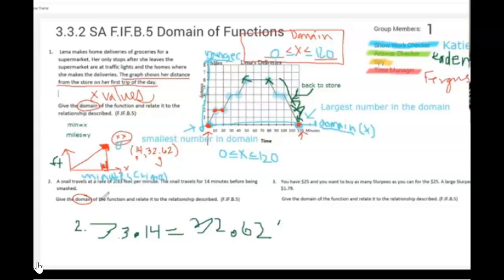Our domain would be 14, right? 14 is our what? Time or distance? Time. Katie, what say you? So 14 is our domain.